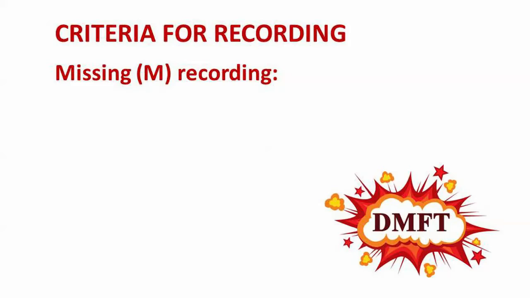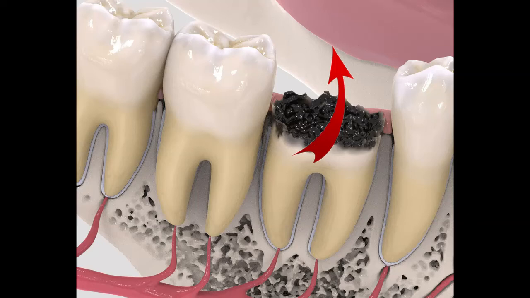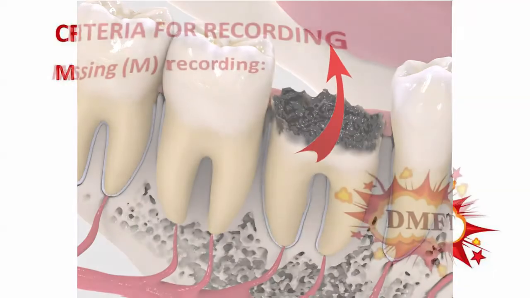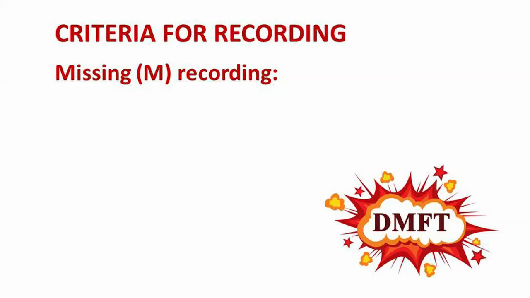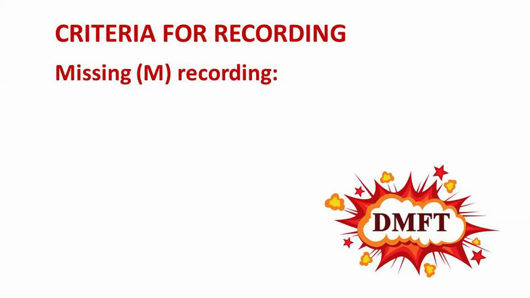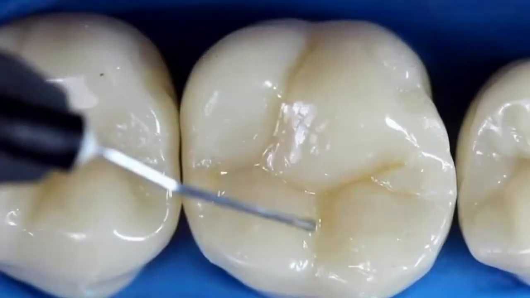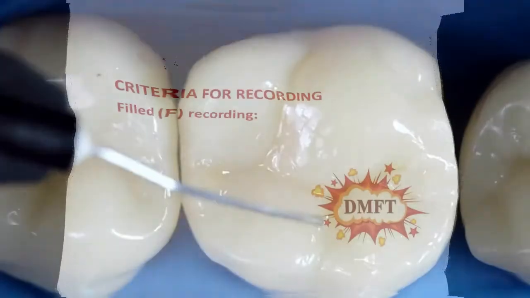Criteria for recording missing, M. When a tooth has been extracted because of dental caries, it is recorded as M. When a tooth is carious, cannot be restored, and is indicated for extraction, we record it as M. Criteria for recording F, filled. Permanent restorations are recorded as F.